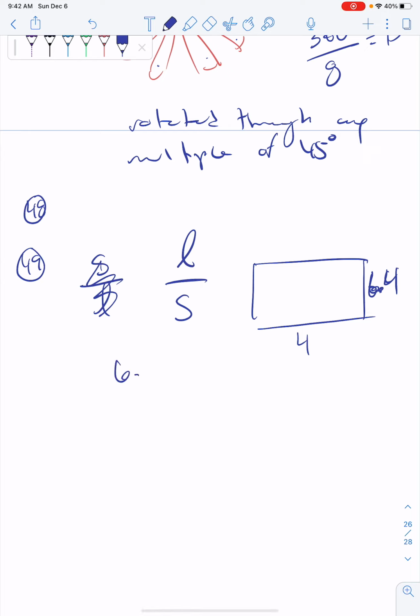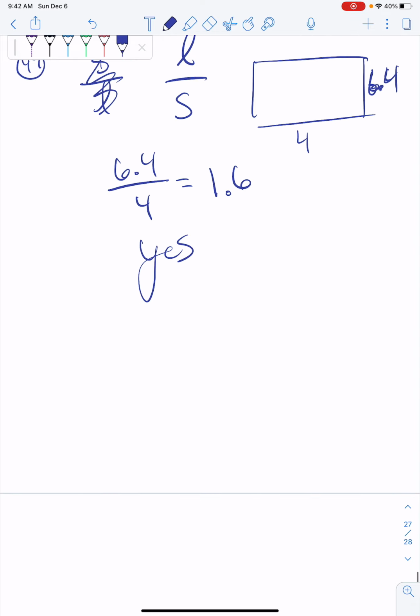So my long side is 6.4. My short side is 4. If I divide that, I get 1.6, which is approximately the golden ratio. It's not exact, but it's close enough that it's going to look good, which is what we care about. So I would say yes, it is close enough to a golden rectangle. So yes. Number 50. The length of one side of a rectangle is 6.9. Find the length of the other side.